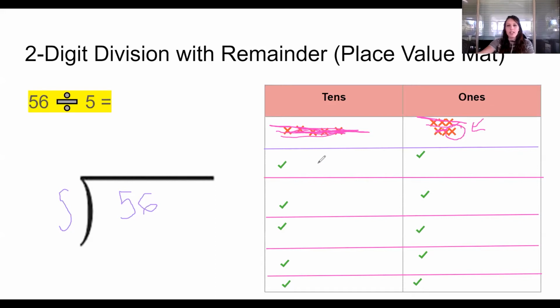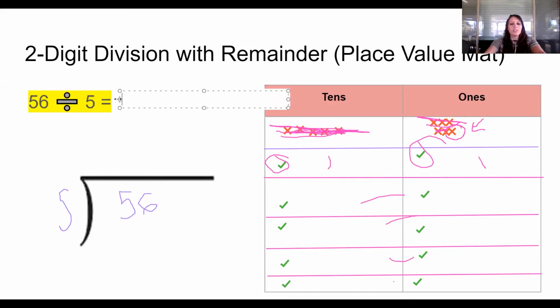And the reason why it's 11 is because there's 1 shape in our tens column and 1 shape in our ones column. And that's the same for all these boxes here. So our answer is 11, but 11 plus that 1 extra x. So 11 remainder 1. Let's type this out where our answer box is. 11 remainder 1. Awesome job, guys.